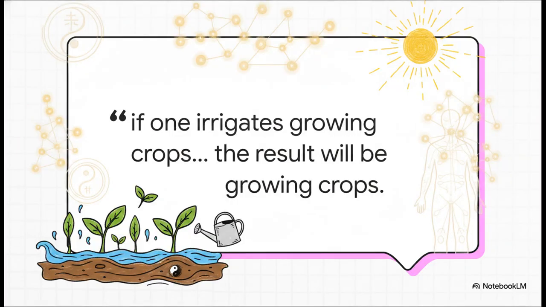There's this great quote from the source material that sums this up perfectly. By analogy with farming, if one irrigates growing crops with sufficient water and fertilizers, the result will be healthy growing crops. Just like a farmer tending to a delicate ecosystem, you have to cultivate your internal environment. You provide the right nutrients, the right rest, and the right light to allow your quantum energy to flourish.